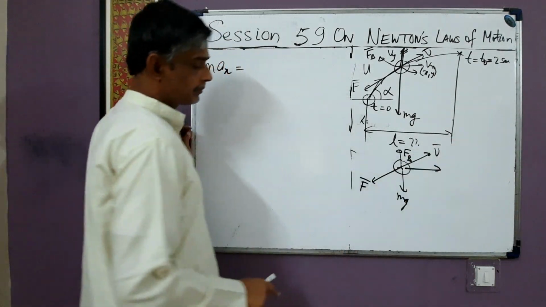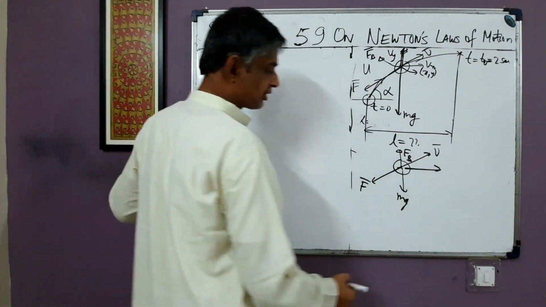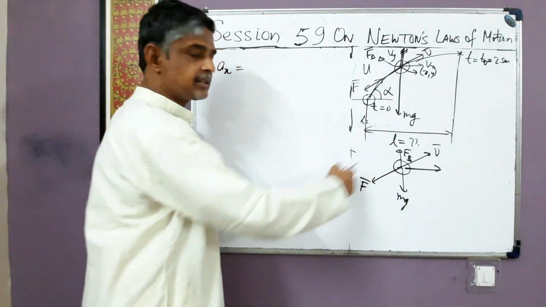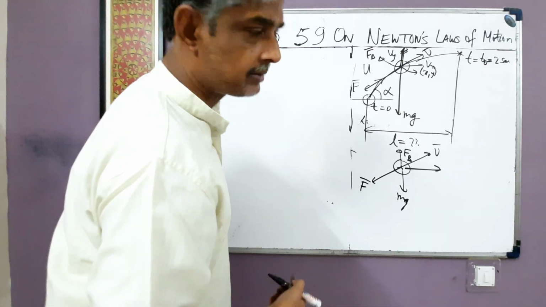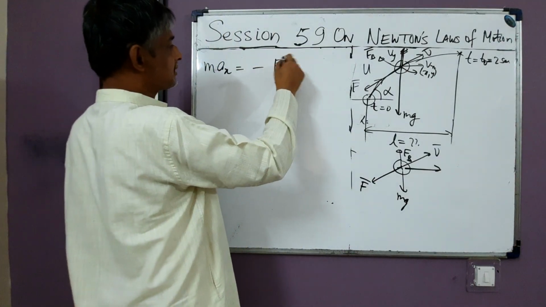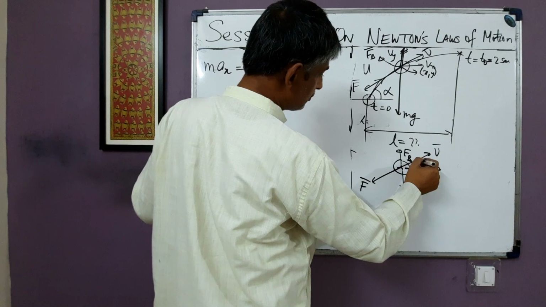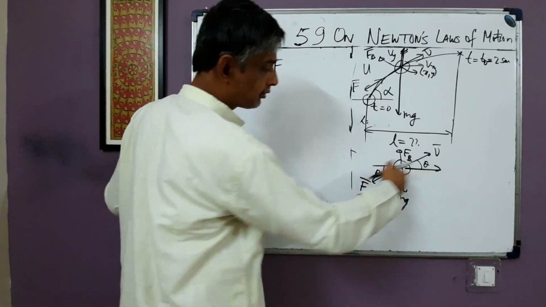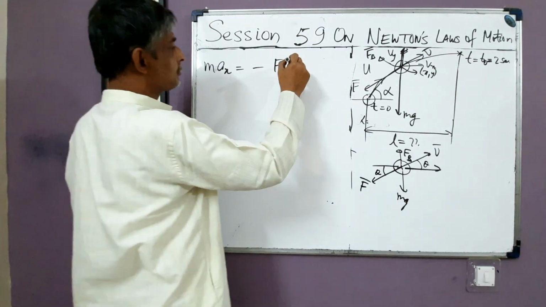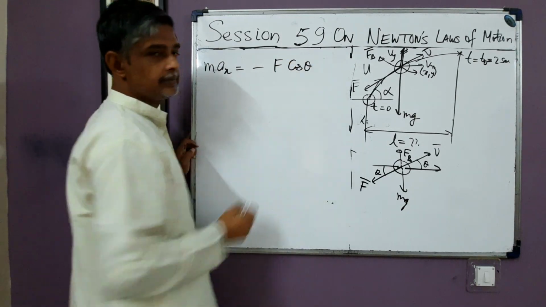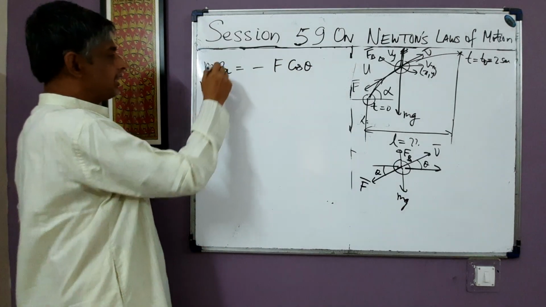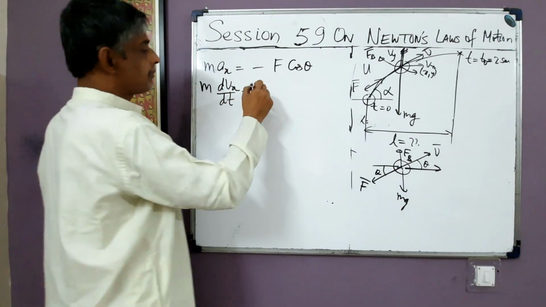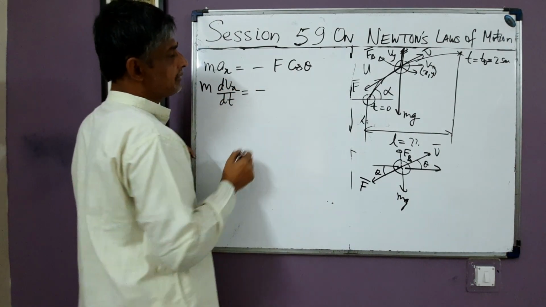The forces mg and fb are in the vertical direction, so they don't have any component along the x-axis. Only this f has a component along the x-axis, opposite to the positive x-axis. So it is minus f into, let us assume the velocity makes an angle theta at some arbitrary instant, and this angle is also theta as opposite angles. This becomes minus f cos theta. Now ax will be written as dvx by dt.